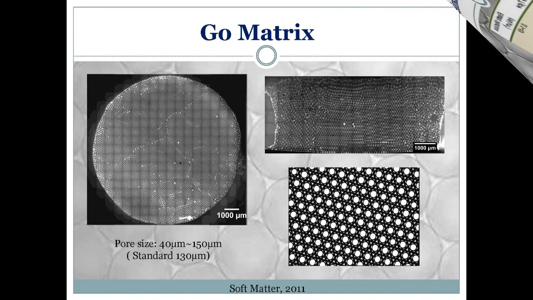The following is another product, Go Matrix. It is a hydrogel-like 3D scaffold made of gelatin. The primary characteristic of Go Matrix is its uniform pore size. Our standard pore size is 130 micron. There are also 60, 90, and 200 micron pore sizes available presently. On the left is the top view of Go Matrix. On the top right, the side view, showing us the array of uniform pores.